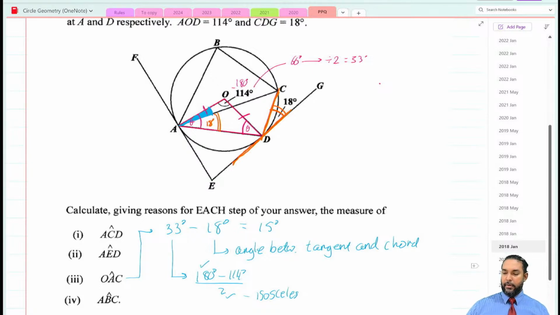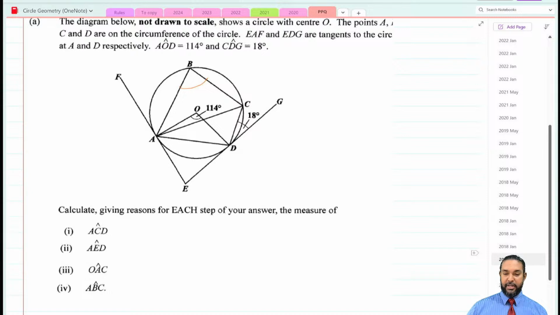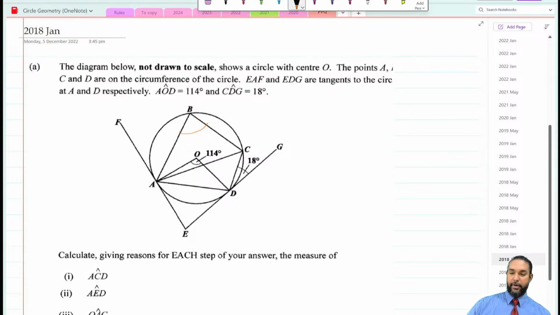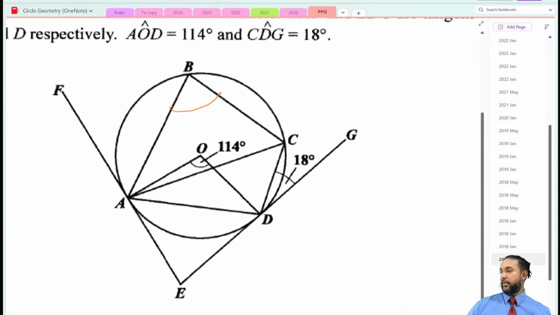Okay. We have one more piece here, which is ABC, the orange angle. We actually have a cyclic quadrilateral here.